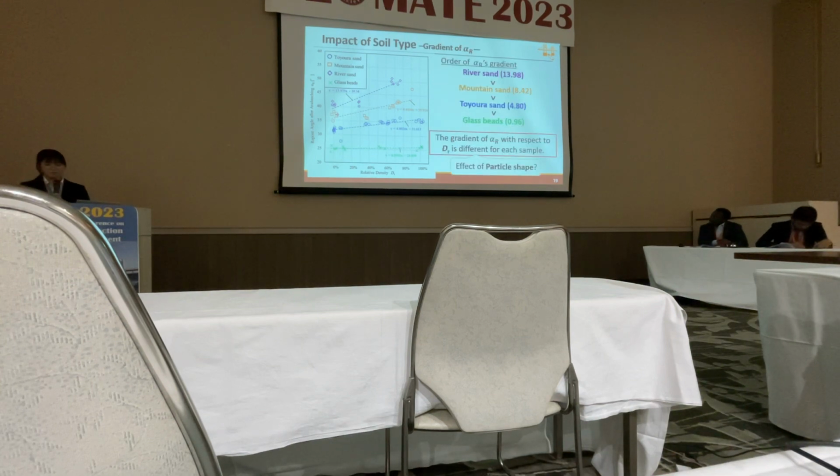The largest gradient of alpha R with respect to DR is river sand, followed in order by mountain sand, Toyoura sand, and glass beads. Also, regardless of sand density, the alpha R values are of the same sample order. This gradient on DR is different for each sample. This suggests that this gradient is affected by physical properties such as particle shape.